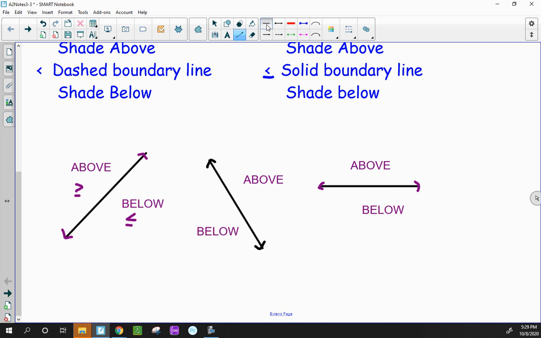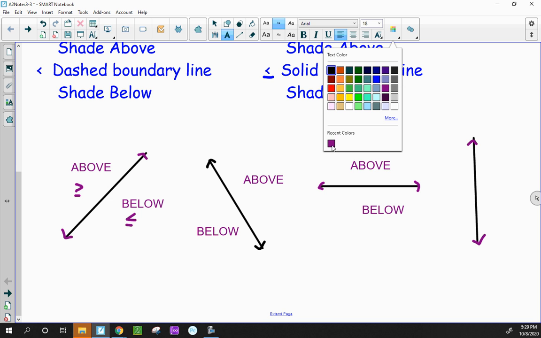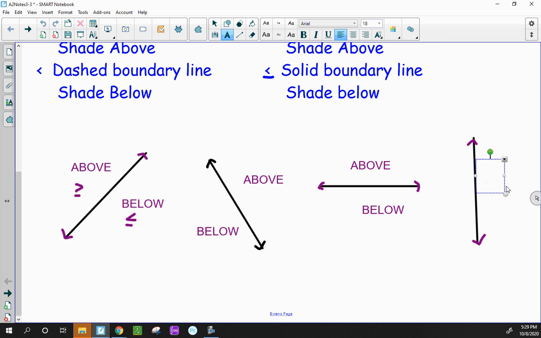Fourth and final option for a boundary line, it can be vertical. That will only occur when there's one variable. When your line is vertical, then the region to the right is going to be above. That's going to be greater. The region to the left is going to be below.